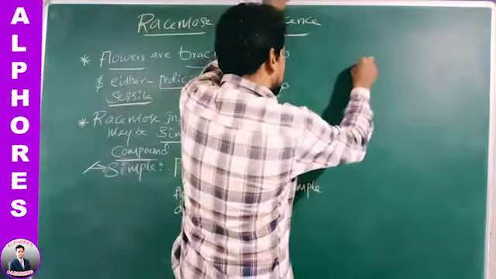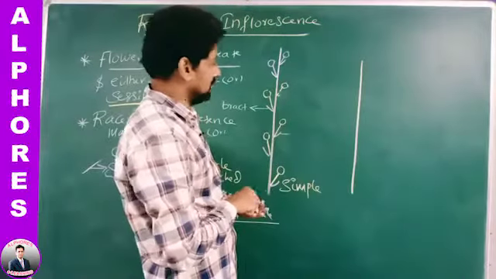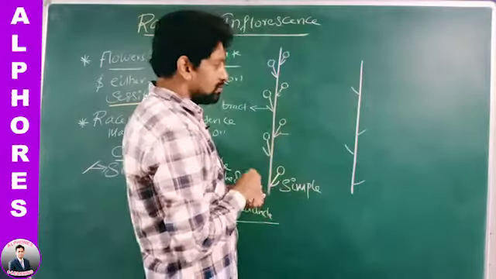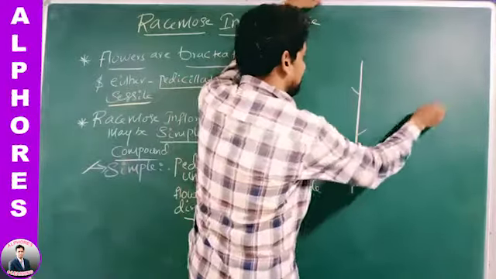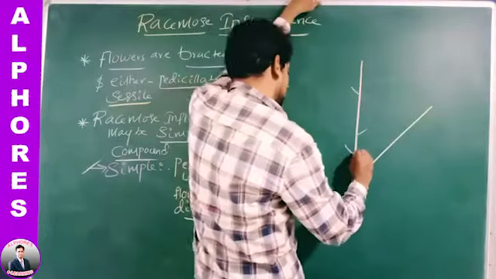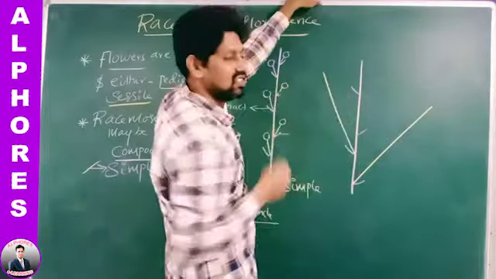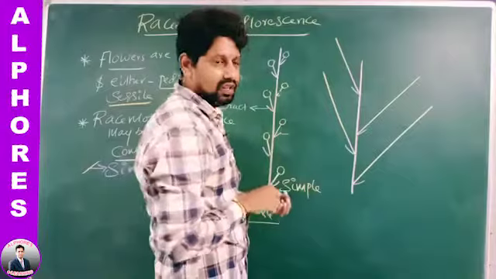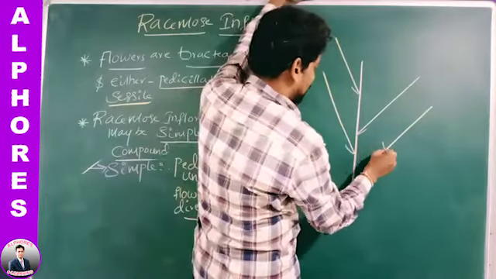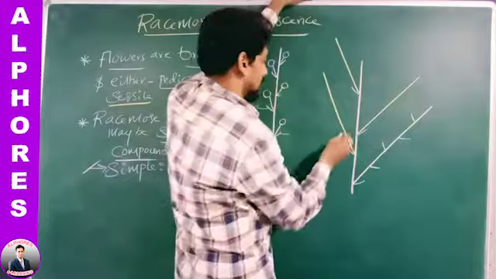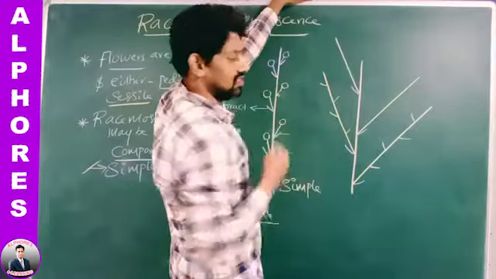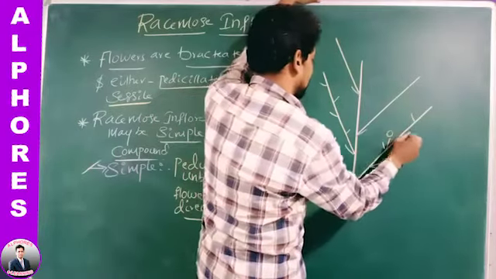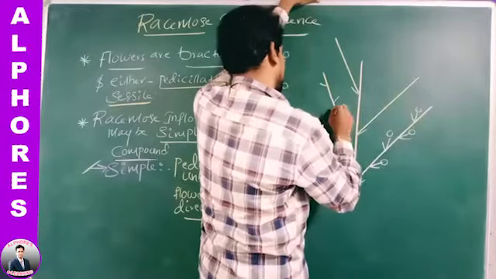See here, this is the peduncle. Now, all these are bracts. From the axil of this bract, a branch is developed. On these branches, bracts are present. From the axil of these bracts, flowers are developed.